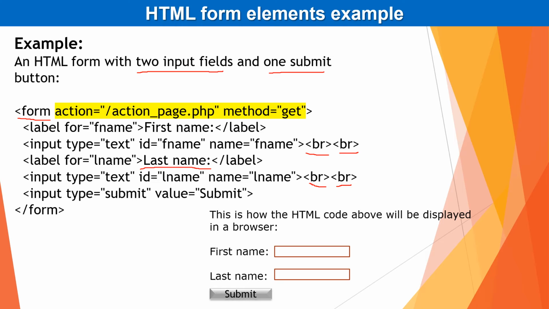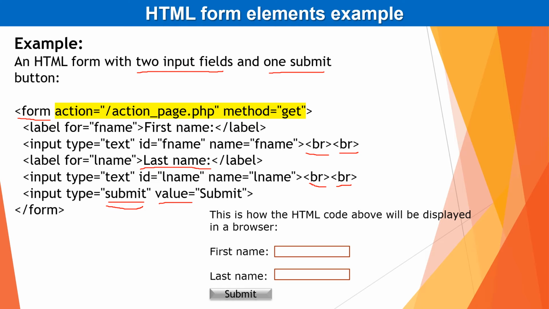HTML tag is given, that is the breaking of the line. At the last, input type is equal to submit. So what is this submit? Submit is a submit button and the value is one of the attributes of our submit button. Submit button has a value submit. So what is written in double quotation at the last, submit, is a button caption. So the caption will be submit.